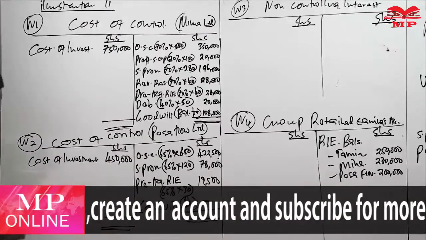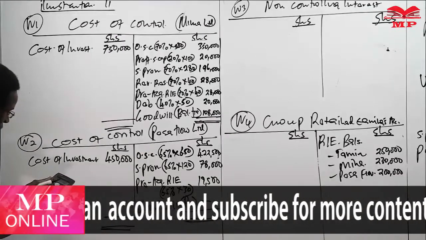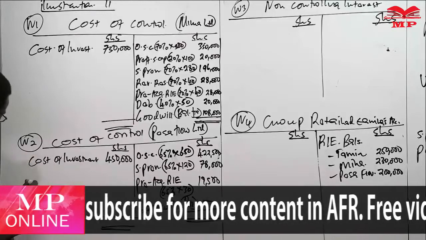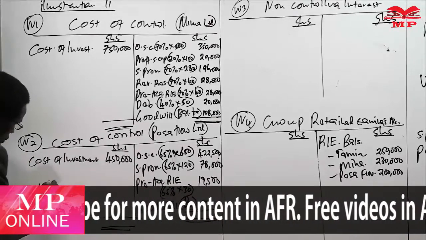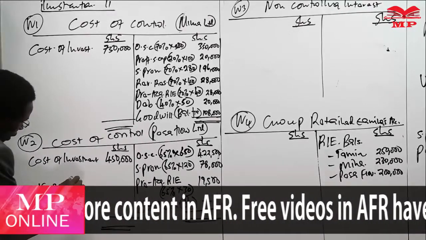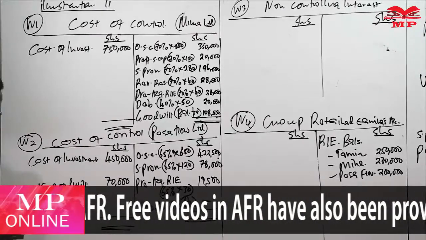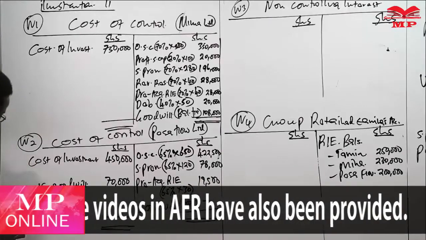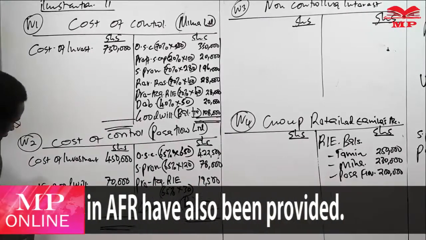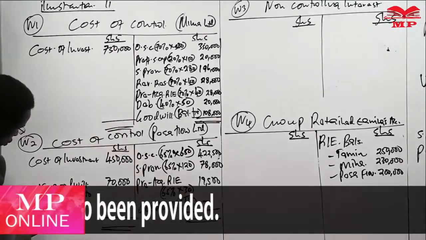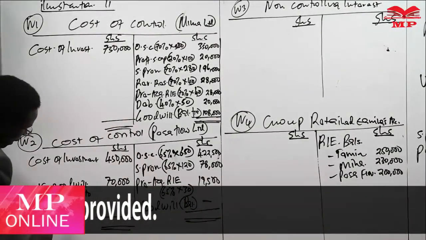So what will be our negative goodwill? Our negative goodwill will be 70,000. This is a balancing figure, and this will be credited to the group retained earnings.